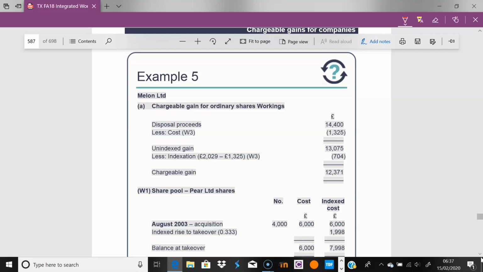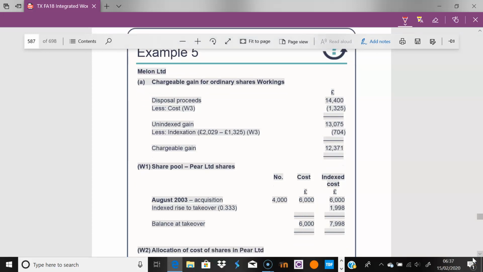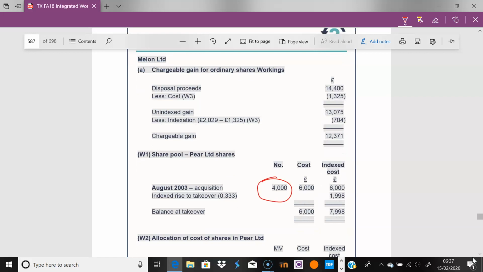We started off kind of marrying this to what I was saying. You had the 4,000 shares. Maybe I may have pressed the wrong number on the calculator, but let's carry on. You have your 4,000 shares. They cost 6,000. And then you had this indexation. If you remember what I did, that was the 1998. But what I did was I just literally went 6,000 times 1.333, and that took me to 7,998. If you remember.